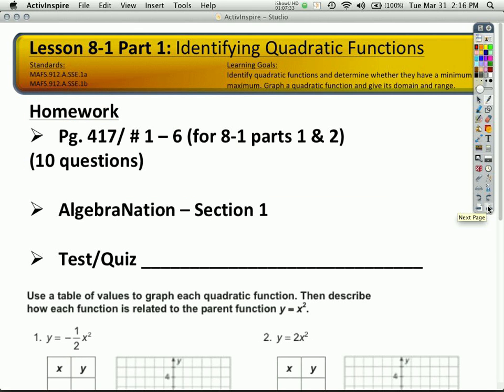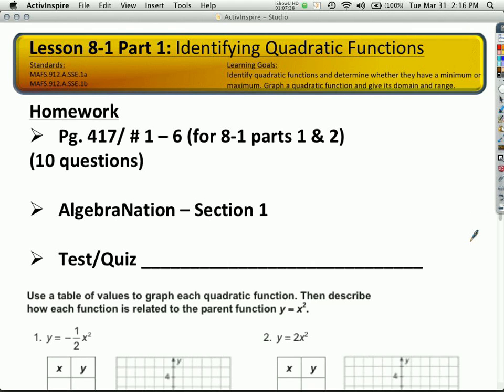Your homework is on page 417. You're going to do numbers 1 through 6. I'm going to clarify a couple things in a moment. You're going to get the same assignment tomorrow again, so I don't expect you to finish it because you haven't learned everything yet.